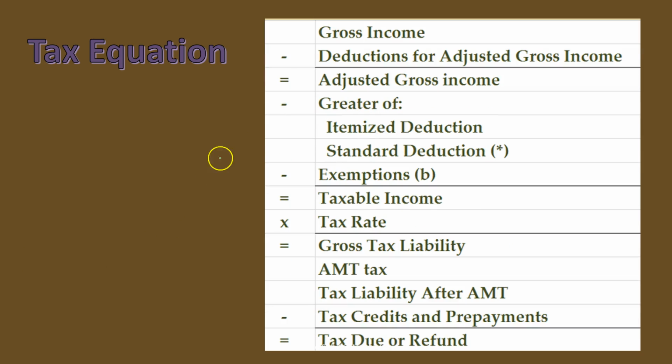So once again, this is our tax equation. We start with the gross income, less deductions above the line, deductions for adjusted gross income, equals the adjusted gross income. Less the greater of the itemized or the standard deductions, minus the exemptions, gives us our taxable income. Times the tax rate or the table gives us our gross tax liability. Then we have the AMT, if there is such AMT applicable to the tax return. That will give us our tax liability after AMT. Then we compare that to the credits and the payments we have, coming up with our tax due or refund. So when it comes to rental property, we are going to be up here again in gross income.